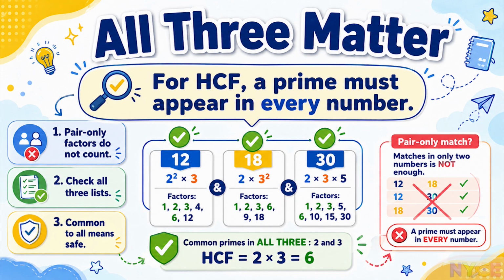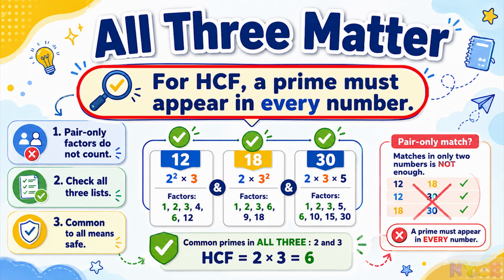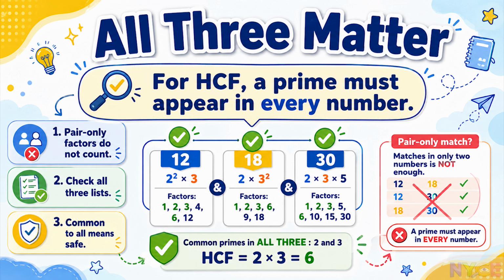For HCF of 3 numbers, a prime factor must appear in all 3 numbers. If it appears in only 2 numbers, it cannot be part of the HCF.